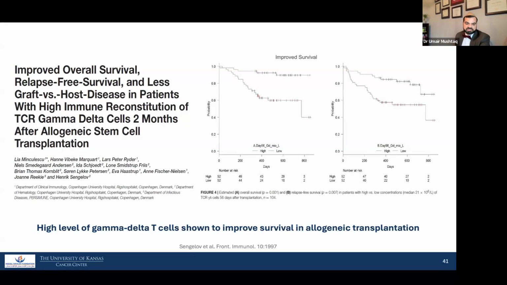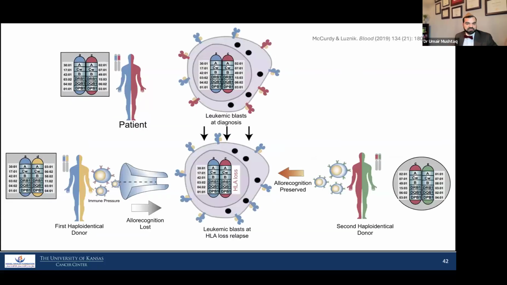There are several phase 1 studies, including one here at University of Kansas. If you are to do a second transplant, better to check for HLA loss, which is used by cancer as an escape mechanism, and or use a different donor. If you don't have capacity to check for HLA loss, use a different haplo donor.